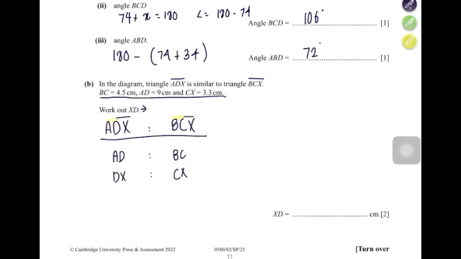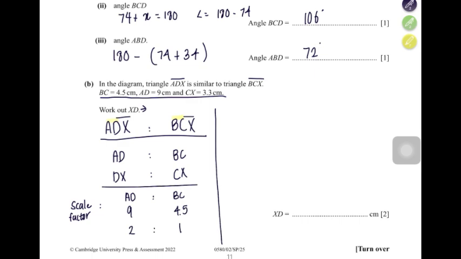But first we need to find the scale factor based on the values given, or the ratio. Scale factor, using AD and BC. What is AD? AD is 9, BC is 4.5. So what's the ratio? This is a 2 to 1 ratio.